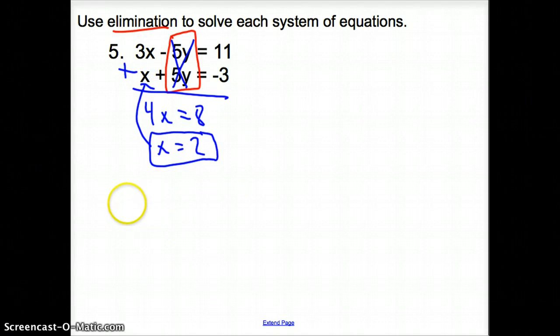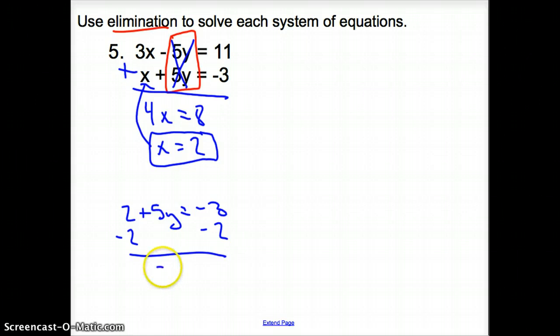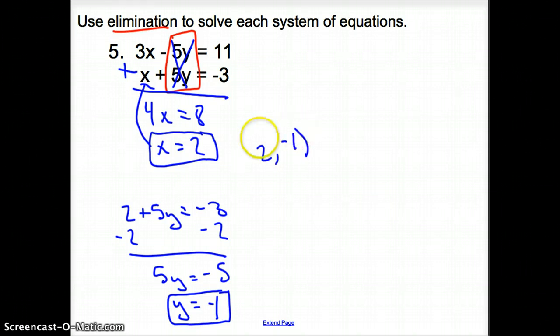So here we go. We go 2 plus 5y equals negative 3, as I'm using the bottom equation. Solve for y. Subtract 2. Subtract 2. So now 5y equals negative 5. Divide by 5, so y equals negative 1. Here is my solution, so written as a coordinate point, it would be (2, negative 1).